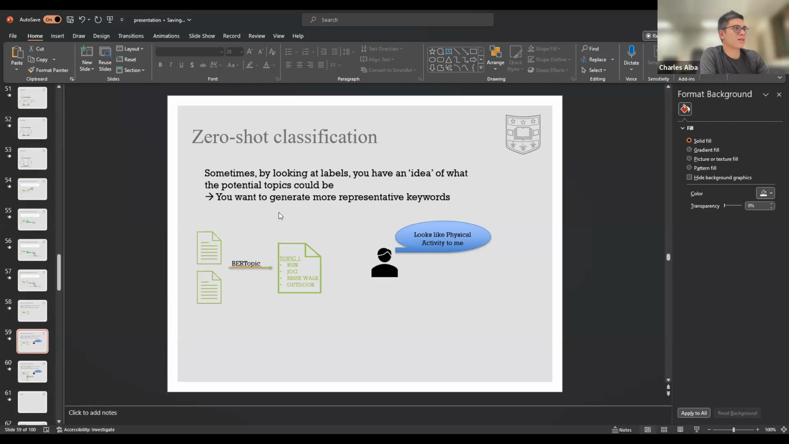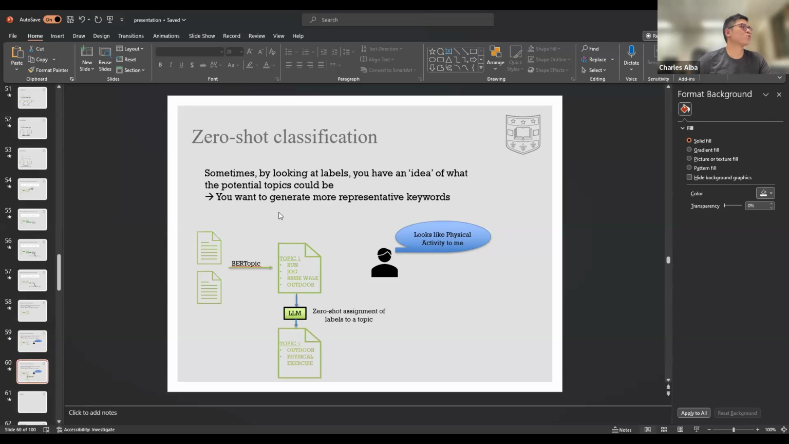And what it does is that it performs zero-shot classification, and then it generates more coherent topics like run, jog, brisk walk, and outdoor, right? So it eventually gives you more relevant key terms, right?